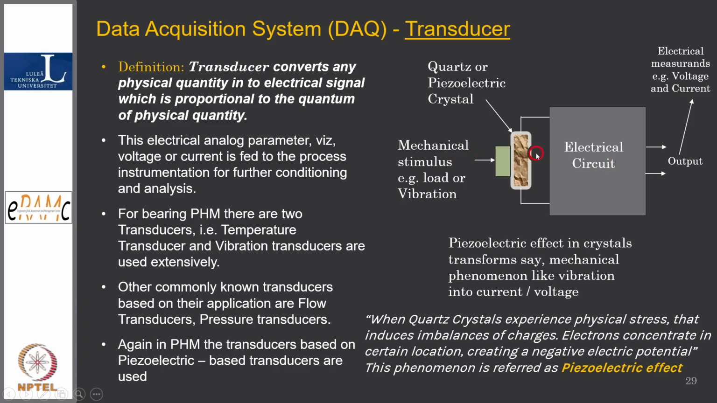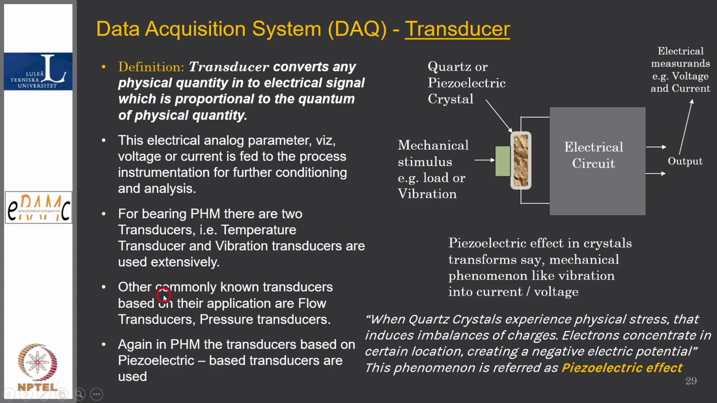So we have converted it. Now this electrical parameter, voltage or current, is fed to the process instrumentation for further conditioning and analysis. We have seen we had an input, we generated an electrical output, and we are using it for some mechanical purpose. For bearing PHM, there are two transducers, a temperature transducer and a vibration transducer. Whether you put in vibration or temperature, you get an electrical output, and my job is done. Now I can use it in the data acquisition system, the channel for the electrical signal, for processing it.